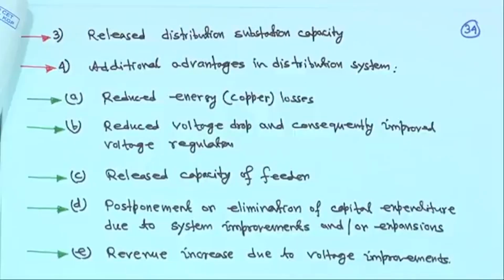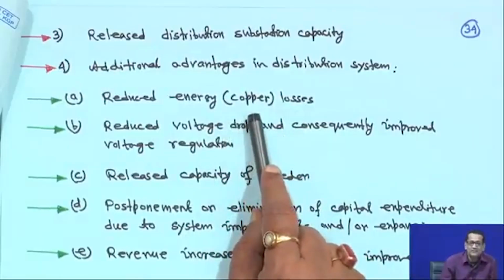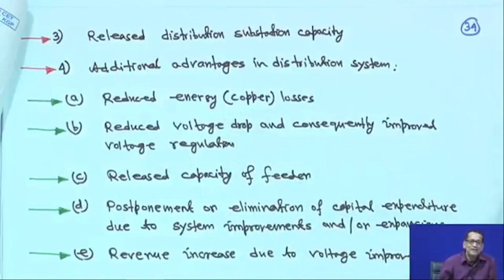Now, additional advantages, one is reduced energy losses. So, naturally I squared R loss will reduce, and sometimes I make one English rhyme type of thing, that energy is power multiplied by hour.